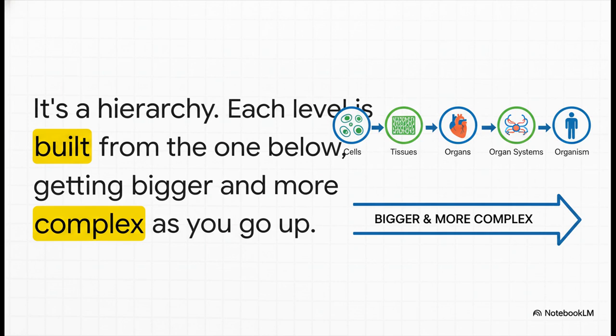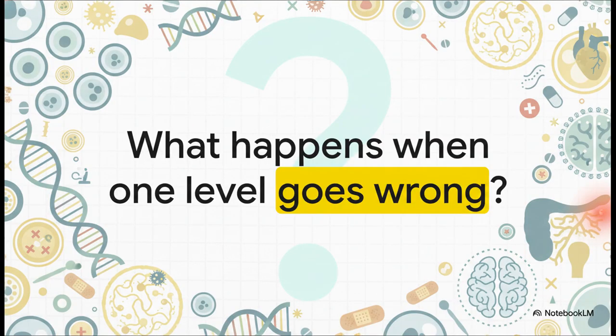Cells make up tissues, tissues make up organs, organs make up organ systems, and those systems make up the whole organism. Each step is built from the one before it, and it gets bigger and more complex as you climb the ladder. That's the whole idea in a nutshell. And that leads us to a final thought. This hierarchy we've talked about, it's the perfect blueprint for a healthy, functioning organism. But what happens when one of those levels fails? What if a group of cells starts to go wrong? And that question is what connects this really fundamental topic to everything else you're going to learn about health, disease, and medicine.